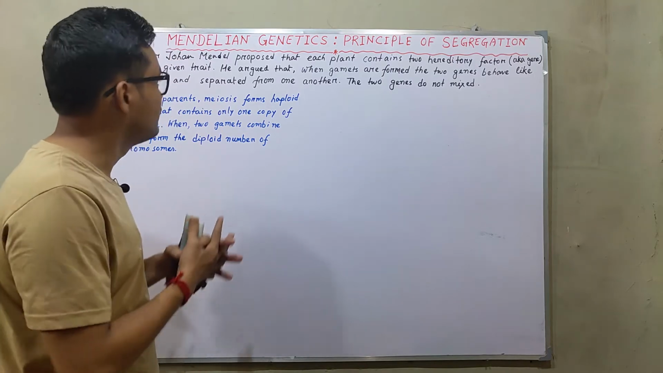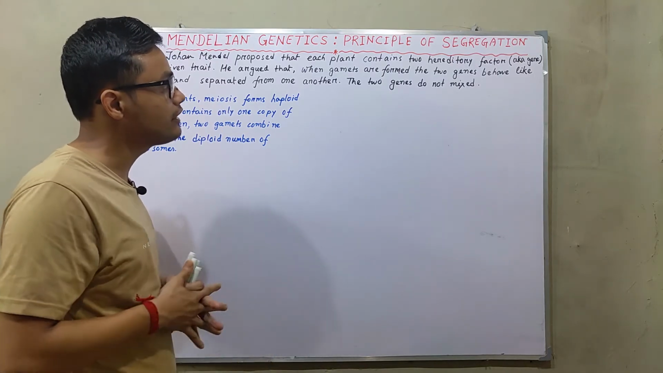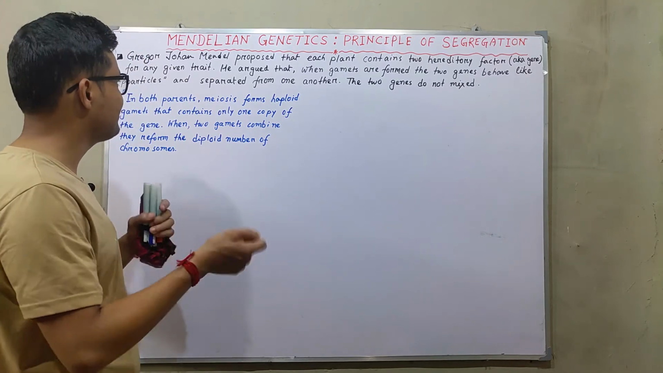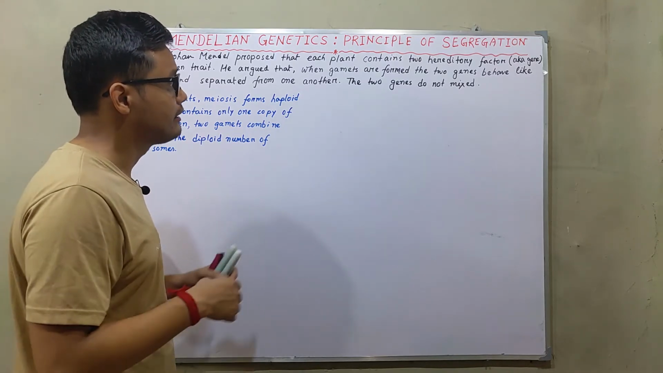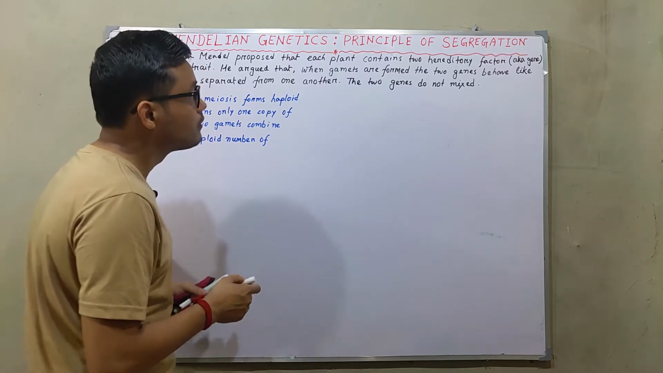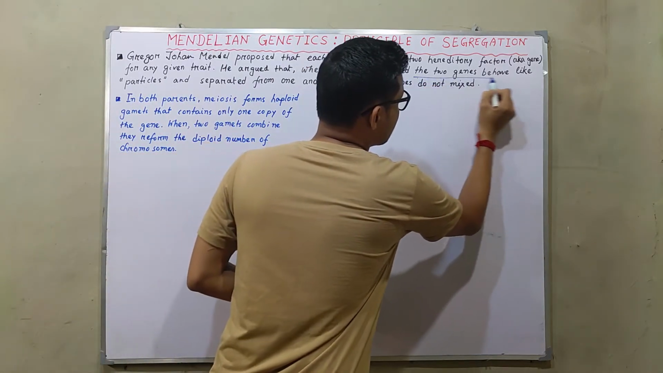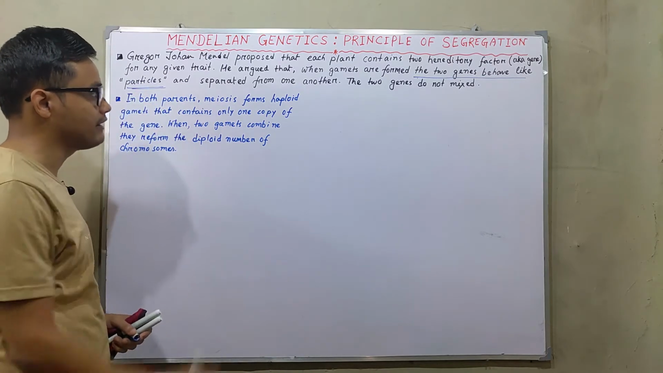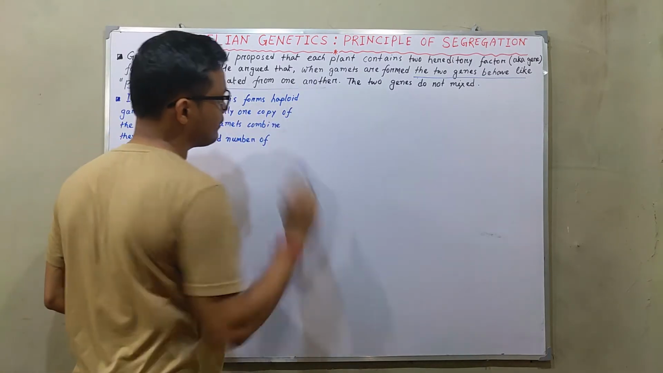Mendel proposed that each pea plant contains two hereditary factors, also known as genes, and for a given trait, when the gametes are formed, the two genes behave like particles and separate from one another during the formation of gametes.